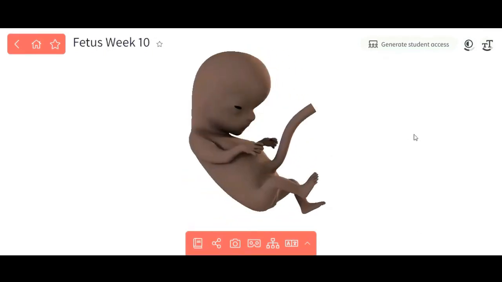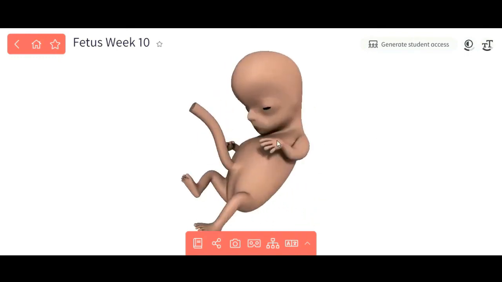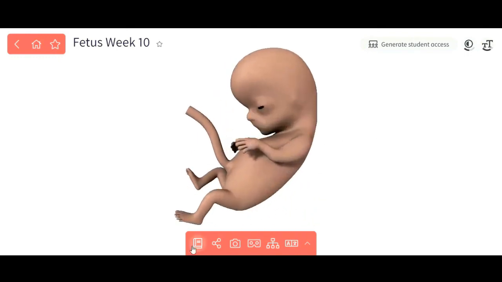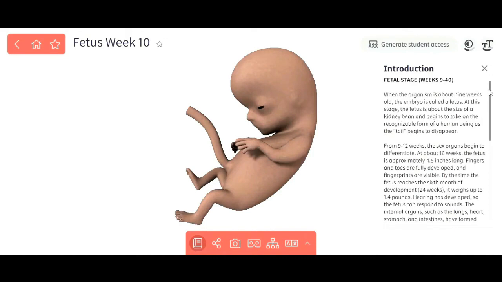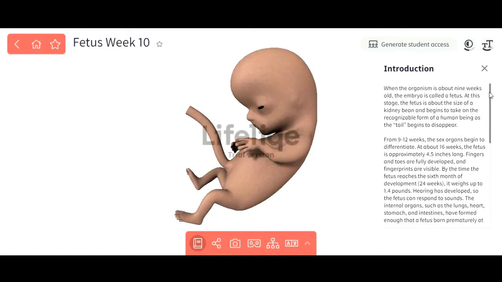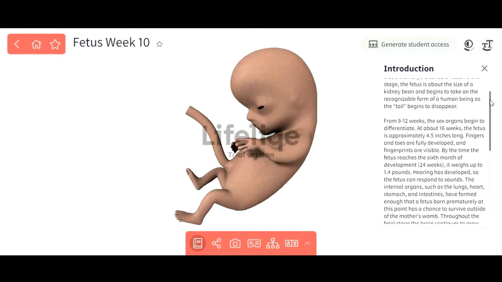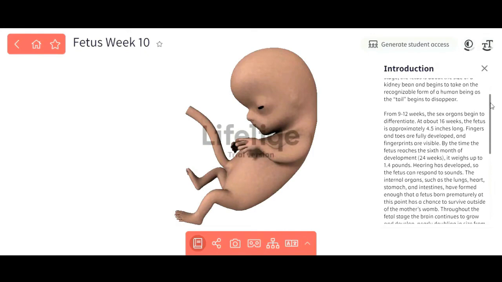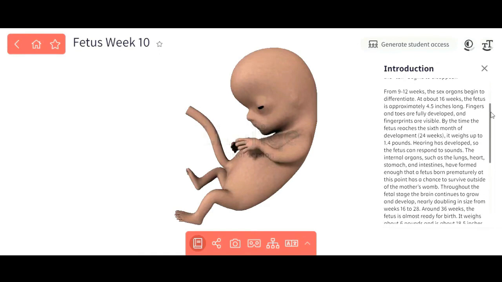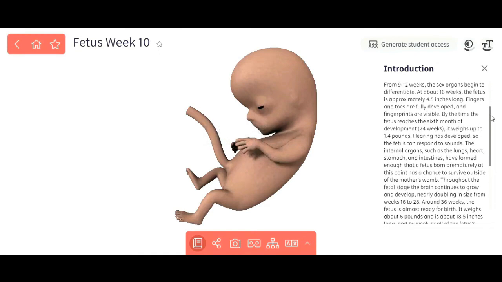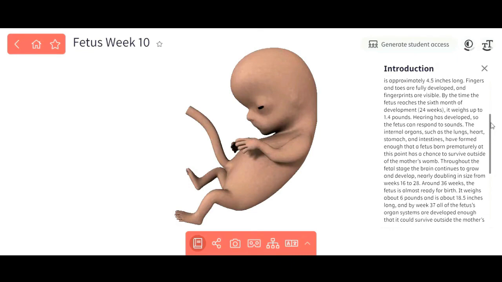We can see that the hand and foot of the baby are already developed and have appeared. Hearing has developed, so the fetus can respond to sound. The internal organs such as the lungs, heart, stomach, and intestine have formed enough that a fetus born premature at this point has a chance to survive outside of the mother's womb.